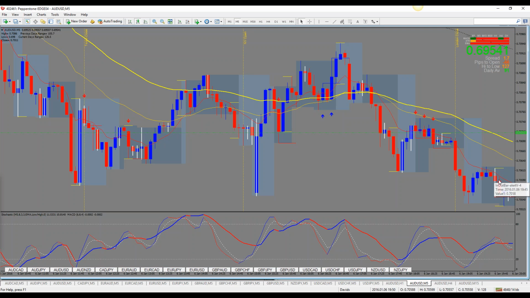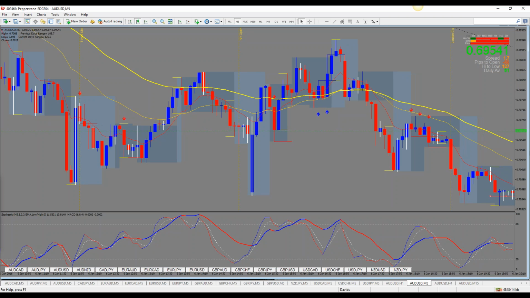Now this would be what I call a continuation trade. But I don't want to get into that, because I do have one other style that I add in once in a while. But let's keep it simple. Here's an inside bar. There's a break of that inside bar.